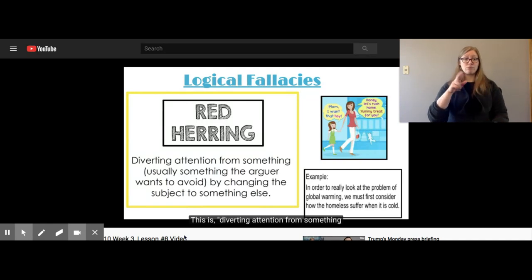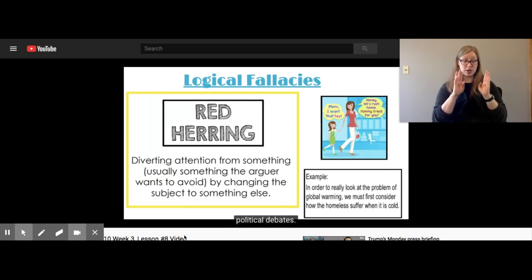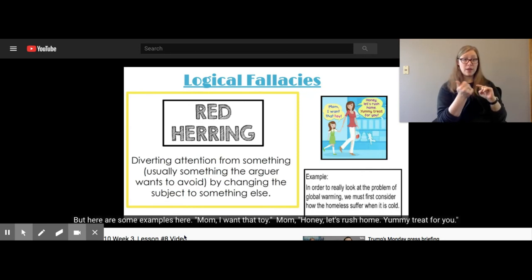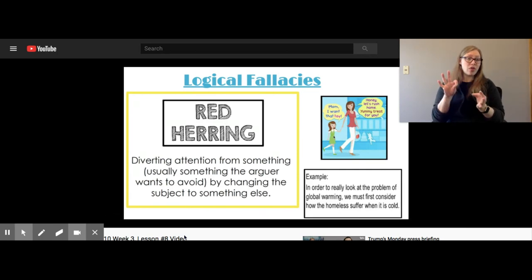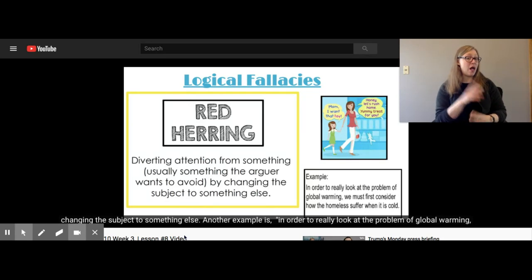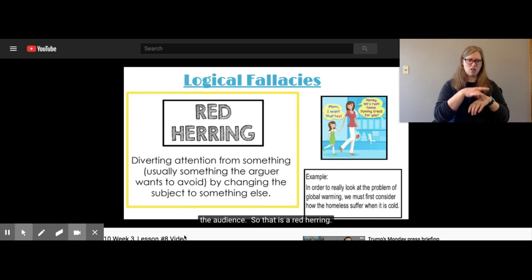Next is called the red herring fallacy. This is diverting attention from something, usually something the arguer wants to avoid, by changing the subject to something else. Many politicians do this in political debates, but here are some examples here. Mom, I want that toy. Honey, let's rush home. Yummy treat for you. Right? So the mom, of course, is trying to divert her daughter's attention from getting the toy and changing the subject to something else. Another example is, in order to really look at the problem of global warming, we must first consider how homeless suffer when it's cold. Completely changing the subject here and diverting the audience. So that is a red herring.